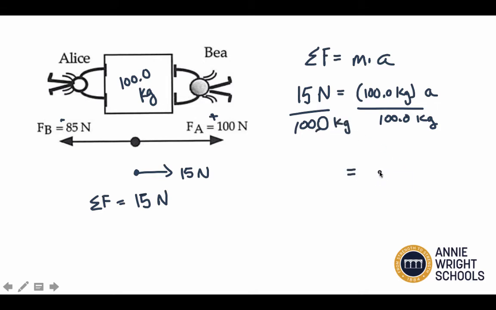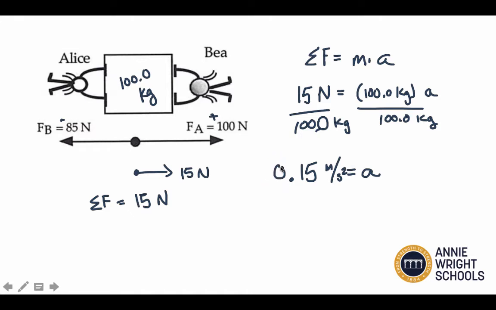Don't worry about sig figs right now. If we were to be worrying about sig figs, it would be 2 sig figs, these two right here. We get A is equal to 0.15 meters per second squared.